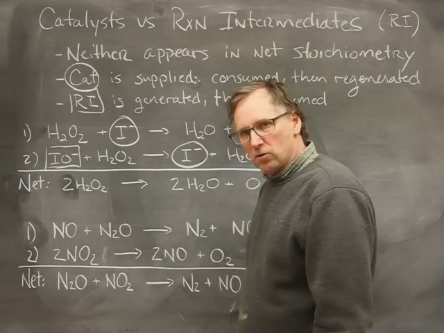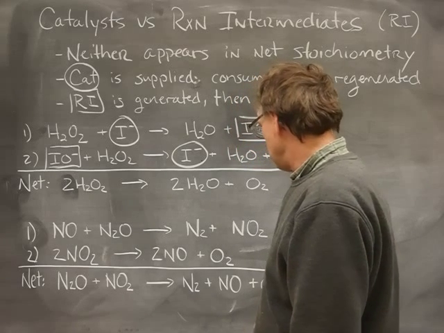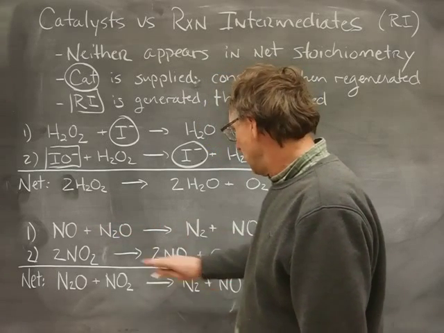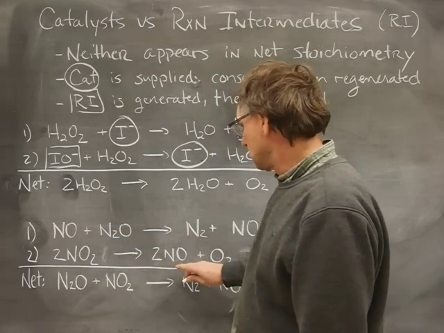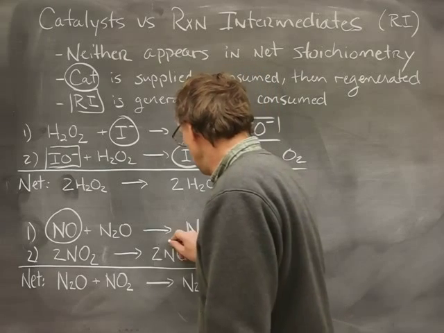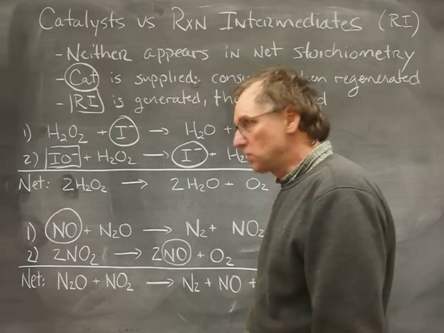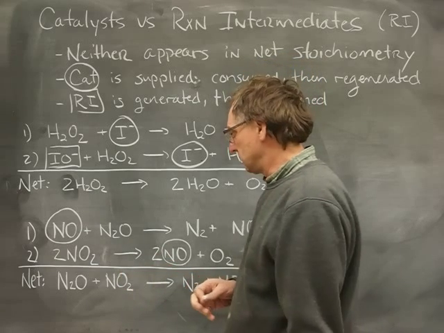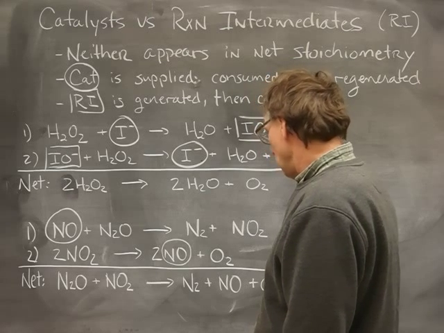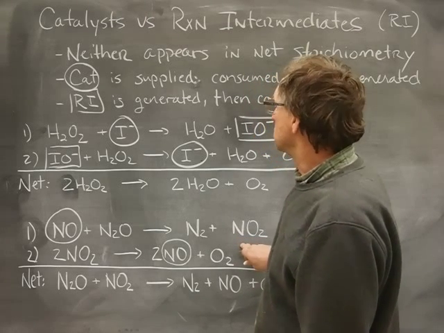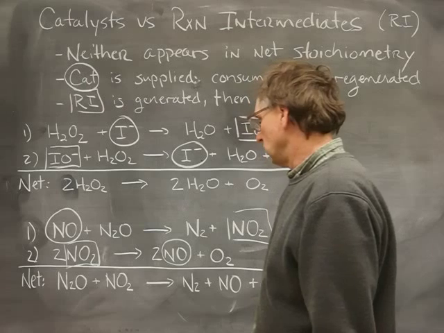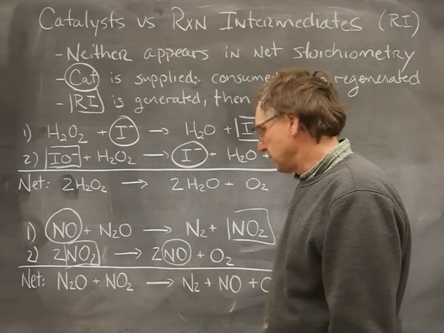Okay, first let's just tackle which one might be a catalyst. I'm seeing NO is consumed in the first step, and then actually two NOs are generated. So NO has got to be a catalyst for that reaction, at least one of them, because it was consumed and then regenerated. In other words, the reaction can't even get started without it. And how about a reaction intermediate? Well, I'm looking at an NO2, which is generated here and then consumed right there. So the NO2 must be a reaction intermediate.